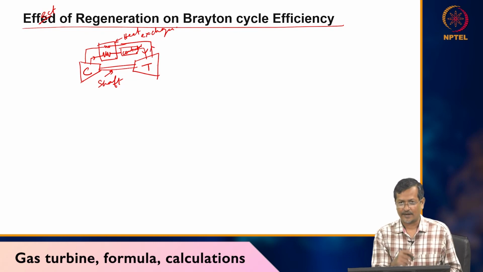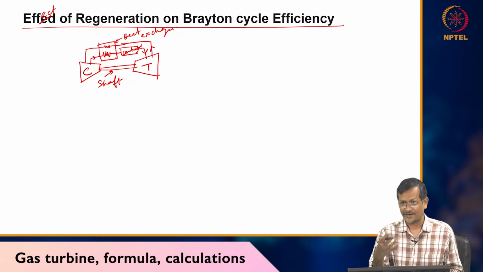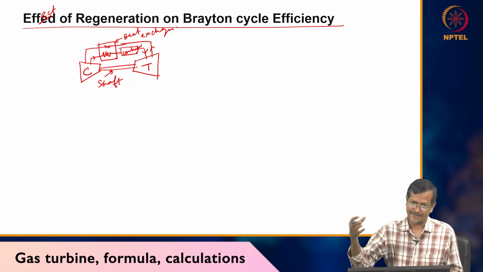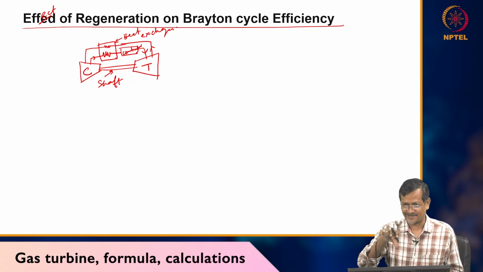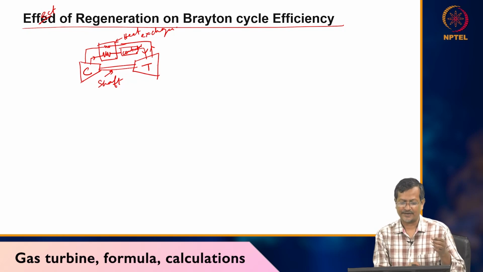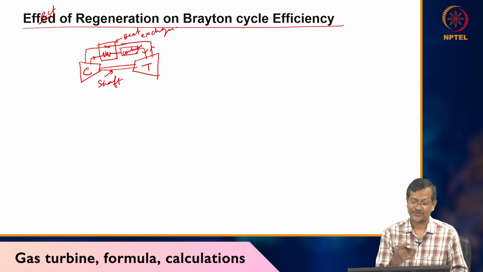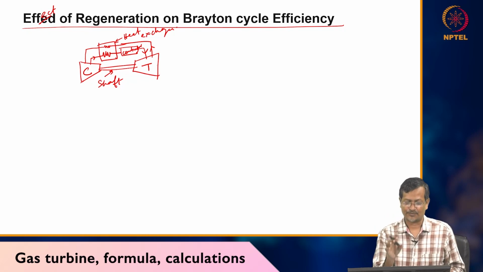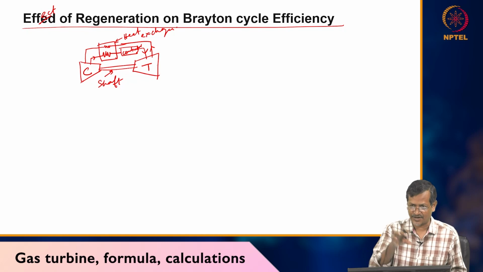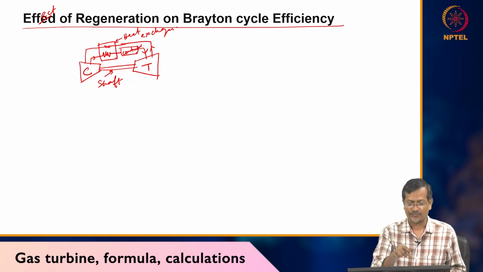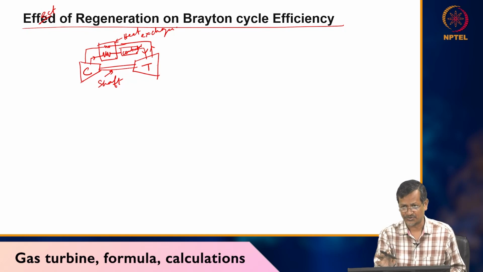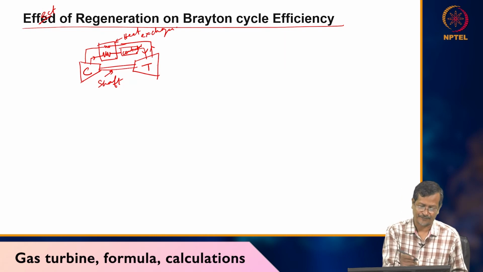What you are doing after compression, actually you are increasing the air temperature. Okay, so some energy you are extracting from your exhaust heat and increasing that compressed air temperature. So that will reduce your combustor heat input. Okay, so this is called regeneration. So instead of wasting a certain amount of heat, you are regenerating or reusing it to increase your compressed air temperature.